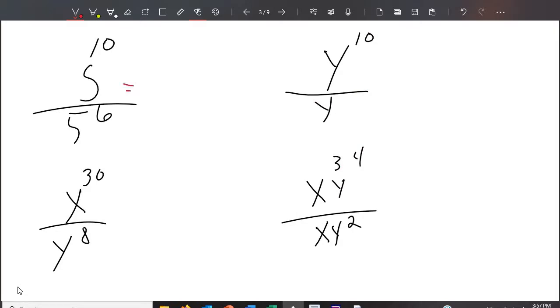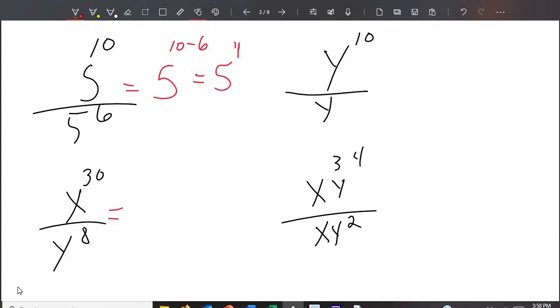All right, let's look at this one. My base is 5. My top exponent is 10. My bottom is a 6. 10 minus 6 is 4, so it's 5 to the 4th power. So we're just straight up subtracting. Leave the base alone. You don't change the base. If I start with a 5, my answer ends with a 5. If I started with a negative 8, my answer will end with a negative 8. You have to keep the base.